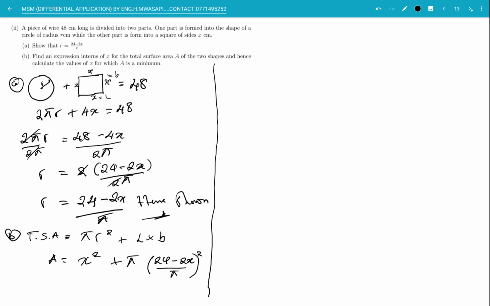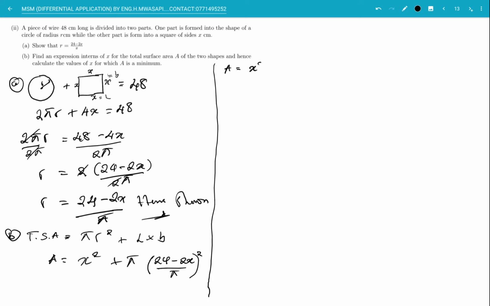We can do a little bit of mathematics here, whereby we expand this part. Then our area is going to be given by x squared plus pi, so numerator squared, which is just 24 minus 2x squared, over denominator squared, which is just pi squared.